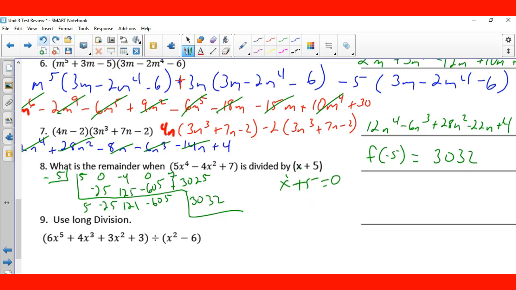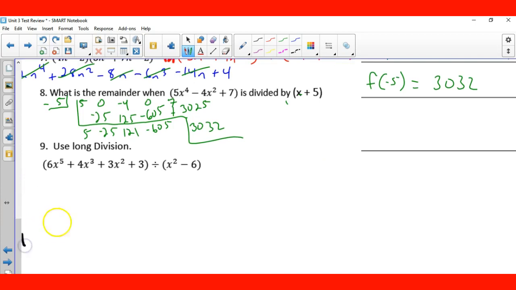Okay. Now, number 9, long division. You know what? I'm gonna stop the video after this one. Use long division right here. Cool. All right. So we have x squared minus 6 divided by 6x to the 5th plus 4x cubed plus 3x squared plus 3. Divided by x squared minus 6.